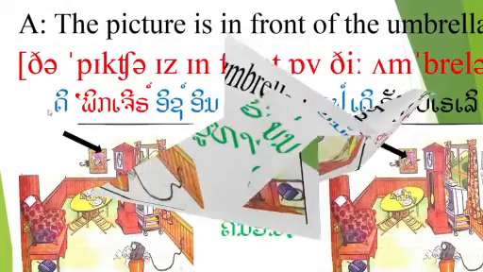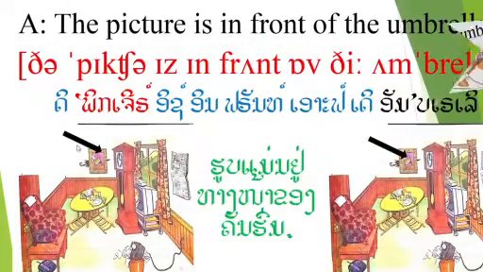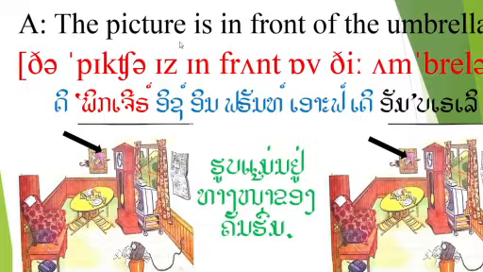Next answer. Now you can see the black arrow points to what? You can see now. The picture is in front of the umbrella. The picture is in front of the umbrella.